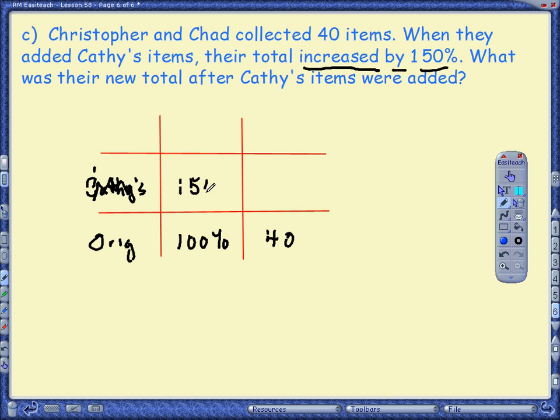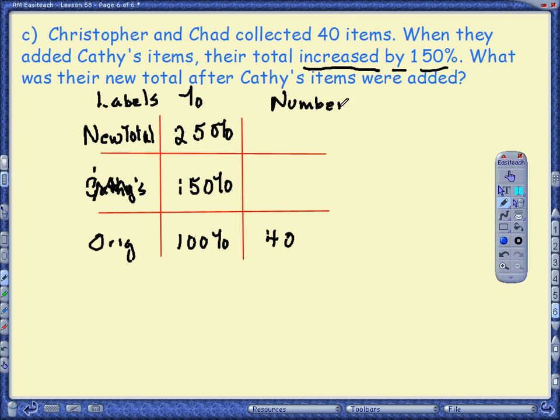and the increase is 150%. Okay, and remember, this is our labels column, and this will be their new total. Okay, up here. That's going to add up to 250%. Okay, so now we have our numbers here. We don't have any other numbers. We want to know what's the new total, so we don't need to use this line. We're going to put our X up here.